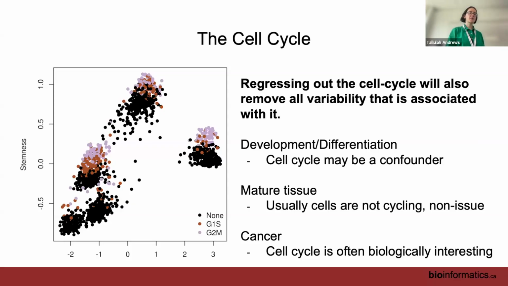If you're looking at development or differentiation, that's a case where the cell cycle might be a confounder that you might want to regress out. But again, it depends whether you're interested in which cells are most actively cycling and which ones aren't, or whether they're just all cycling and you just want to get rid of that confounder so you can see the developmental trajectory.